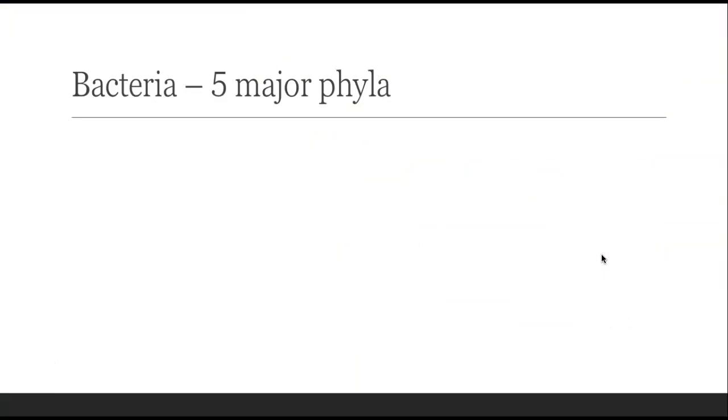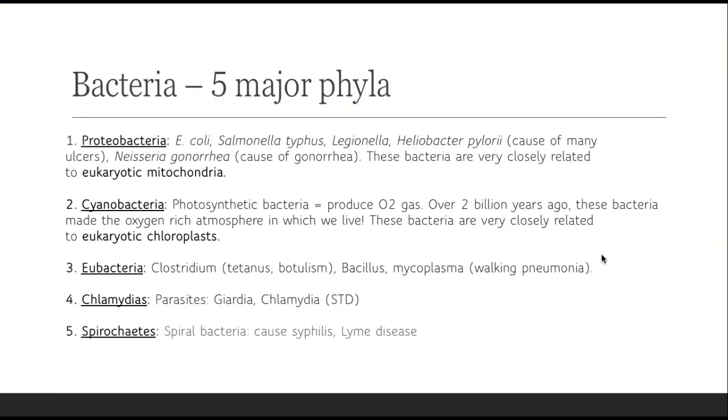There are 5 major phyla that we'll talk about. The proteobacteria, which are E. coli, Salmonella, Legionella. Those are just some that you probably have heard of. Helicobacter pylori is a cause of many ulcers. Neisseria gonorrhoeae, which is a cause of gonorrhea. Those bacteria are very closely related to the eukaryotic mitochondria.